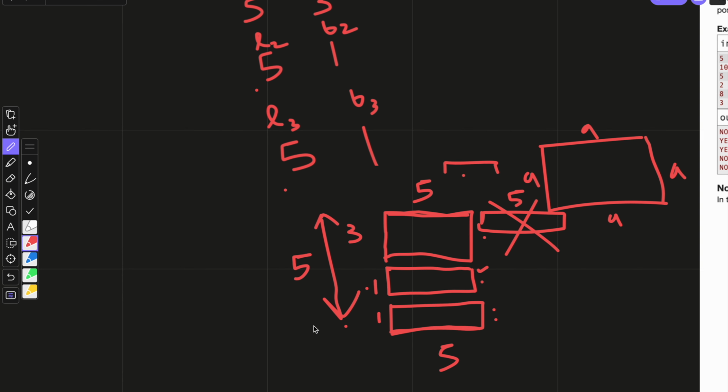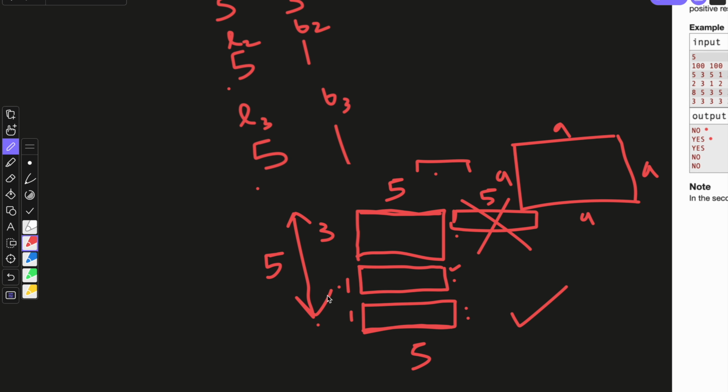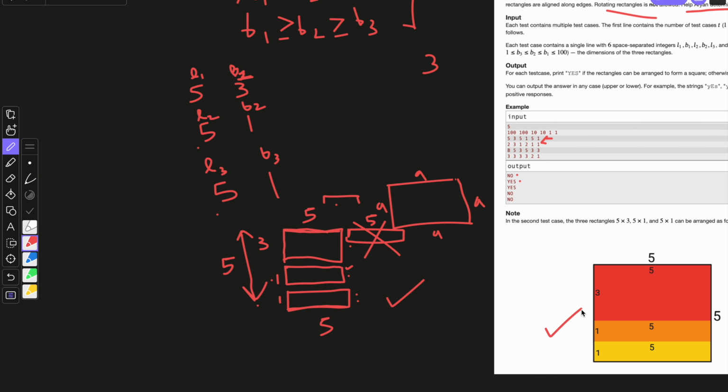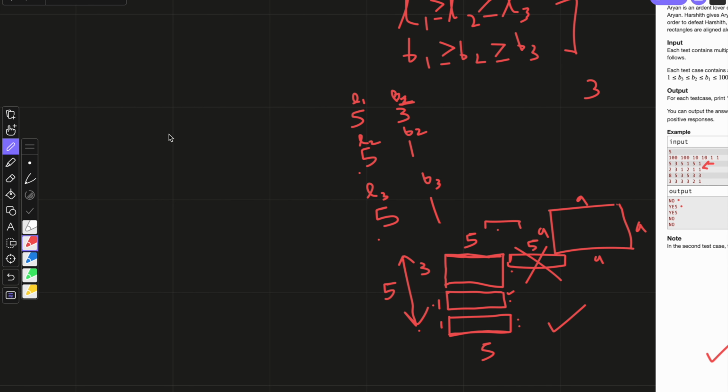So a square can be formed because B1 plus B2 plus B3 is equal to L1, which is equal to L2 and equal to L3. That is how we would arrange all the rectangles. So with the help of this case, we know one way in which the rectangles can be arranged, and that is vertically.